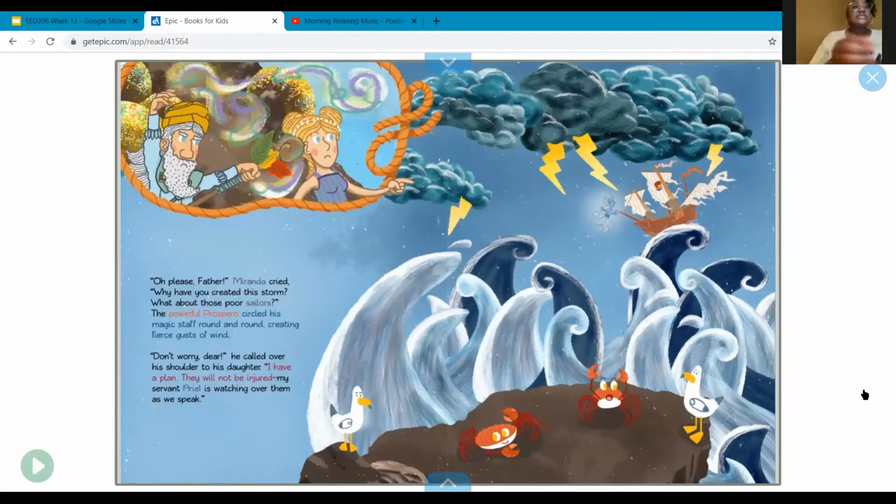"Oh, please, Father," Miranda cried. "Why have you created this storm? What about those poor sailors?" The powerful Prospero circled his magic staff round and round, creating fierce gusts of wind. "Don't worry, dear," he called over his shoulder to his daughter. "I have a plan. They will not be injured. My servant, Ariel, is watching over them as we speak."